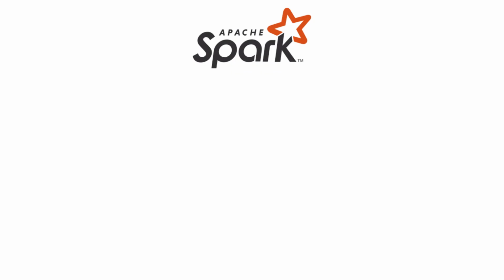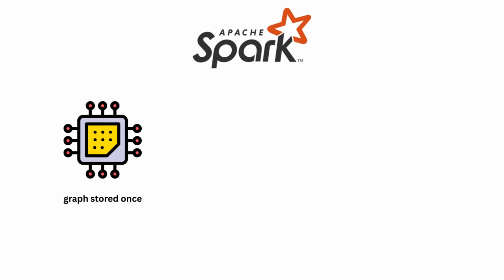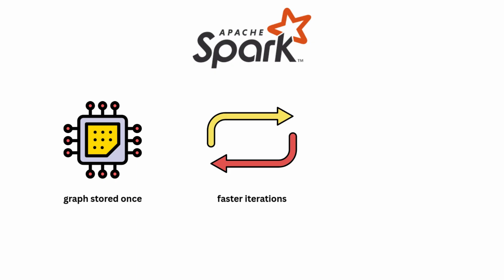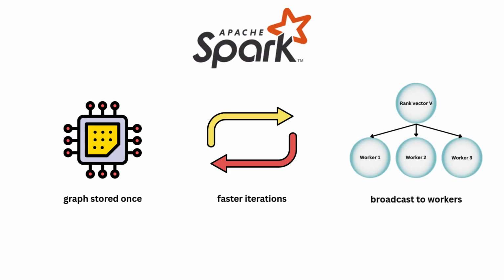Spark handles PageRank differently. Instead of launching a new job each time, Spark keeps the graph in memory and caches intermediate results. That cuts down overhead and makes iterative algorithms like PageRank much faster. Spark also lets you broadcast the rank vector to workers efficiently.